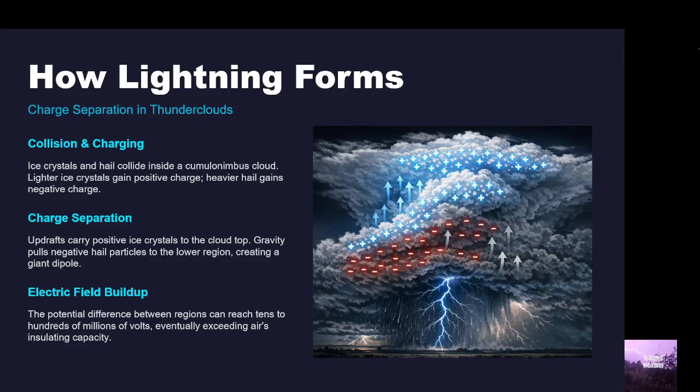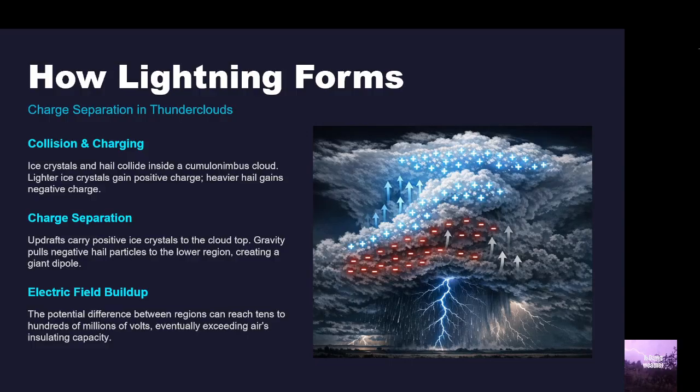How lightning is formed. Charge separation in thunderclouds. Collision and charging: ice crystals and hail collide inside a cumulonimbus cloud. Lighter ice crystals gain positive charge. Heavier hail gains negative charge. Charge separation: updrafts carry positive ice crystals to the cloud top. Gravity pulls negative hail particles to the lower region, creating a giant dipole.